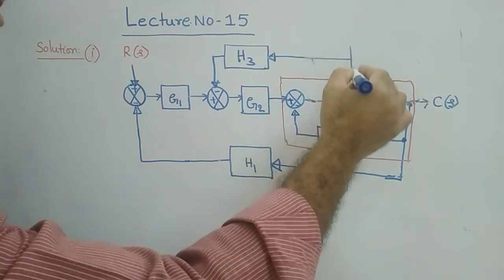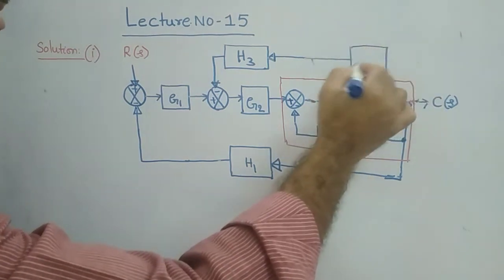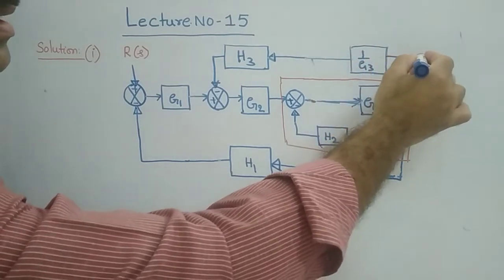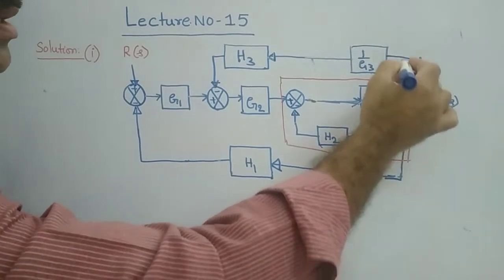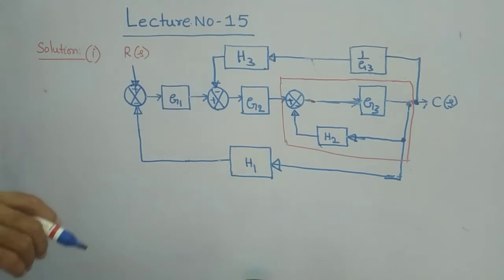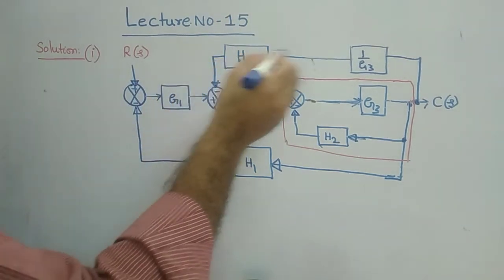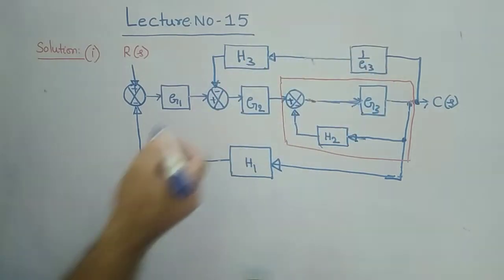Here, what is the gain? 1 by G3. This you can show somewhere after G3, no problem. Okay, so that means by doing this, now H3 and 1 by G3 will be multiplied here.